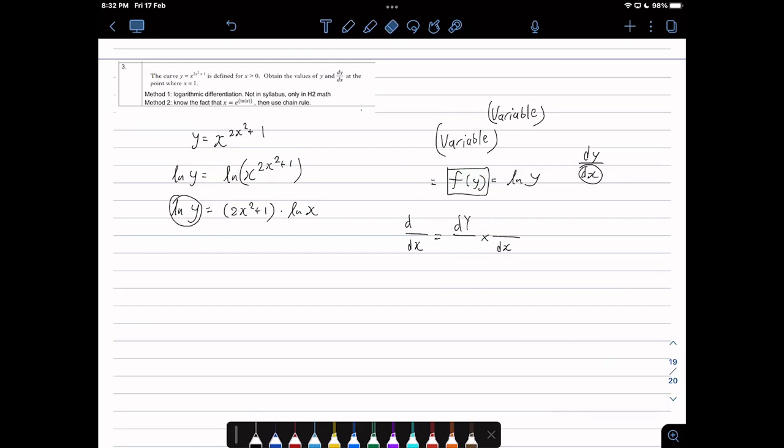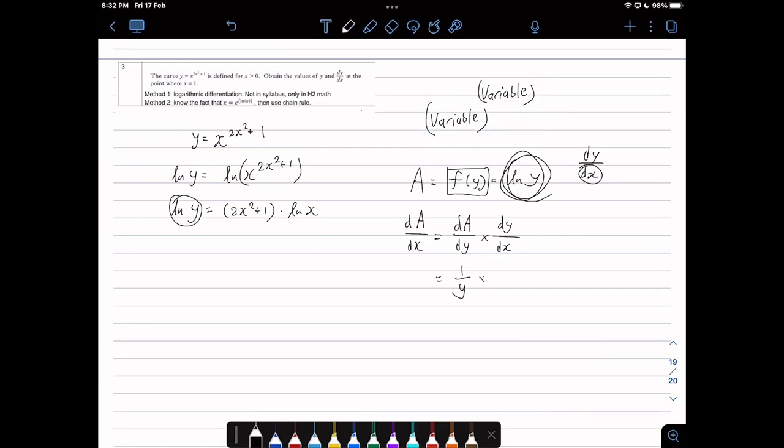Like you've seen in the rate of change questions, use capital A. d small y, right? Okay, good. So what is dA by dy now? What's A? ln y. Differentiate ln y, you get, if you recall, 1 over y, just change x to y. But don't forget there was always an extra dy by dx tail.